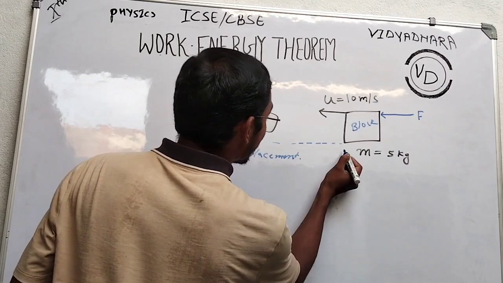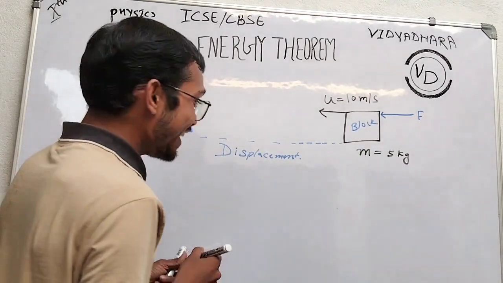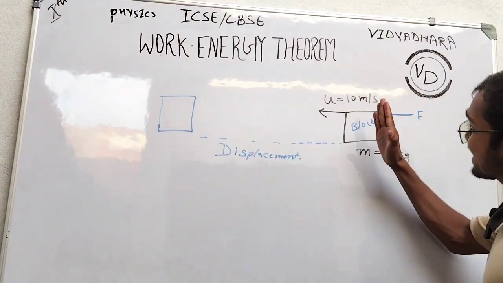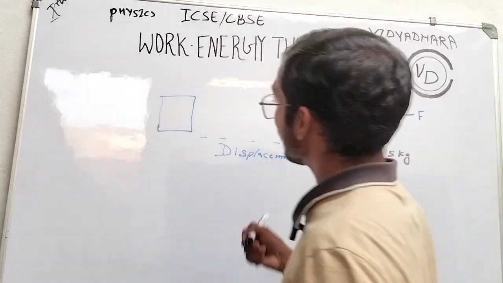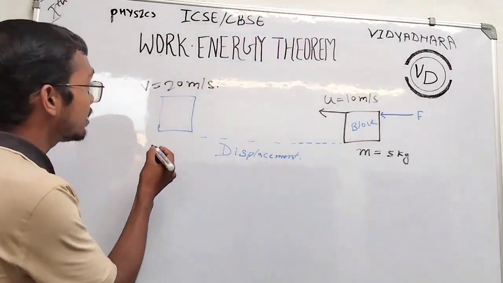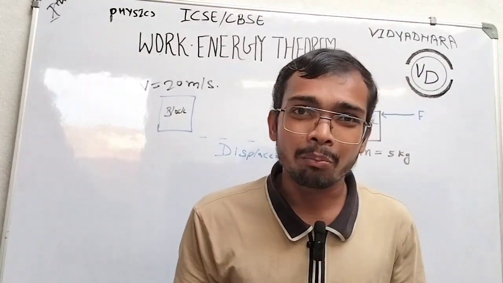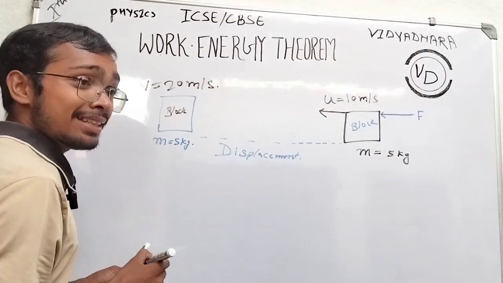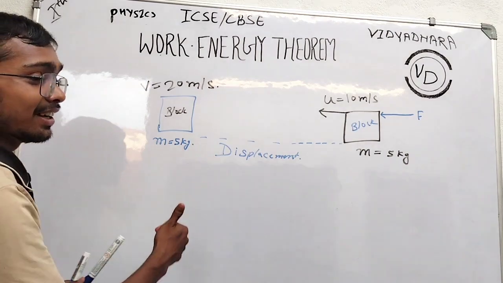Displacement is from there to here. What is changing? Because I applied the force, the velocity increases and kinetic energy increases. Suppose the final velocity is 20 meters per second. This is the same block. Did its mass change? No, the mass remains 5 kg. So what is the work done here?